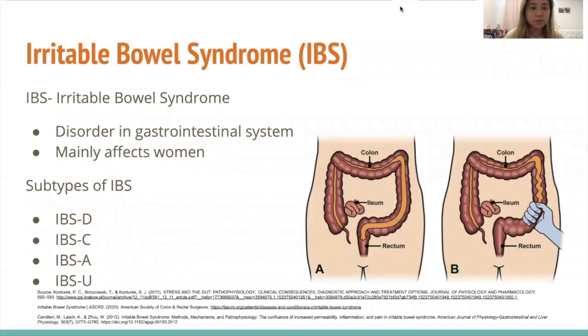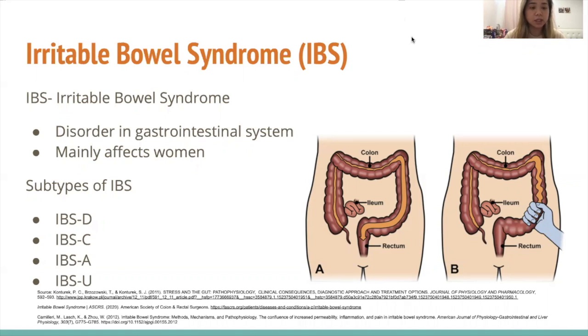Irritable bowel syndrome, also known as IBS, is a disorder in the gastrointestinal system. There have been no conclusions made about the underlying conditions of why the changes of frequency and formation of stool are connected to this recurring abdominal pain. In Western countries, this disorder mainly affects adults, more specifically women.